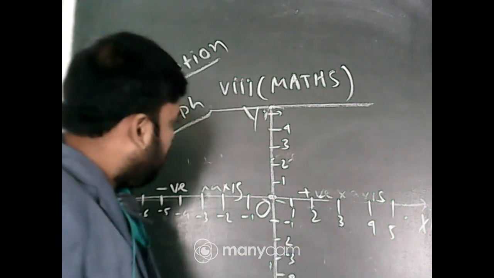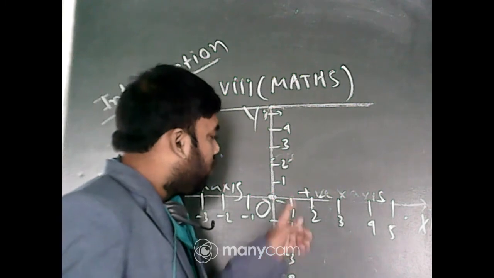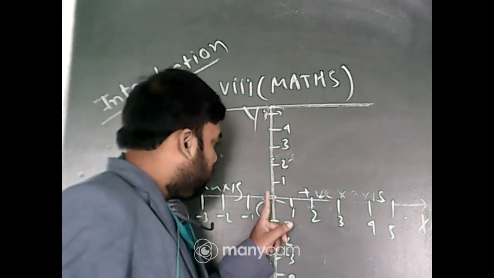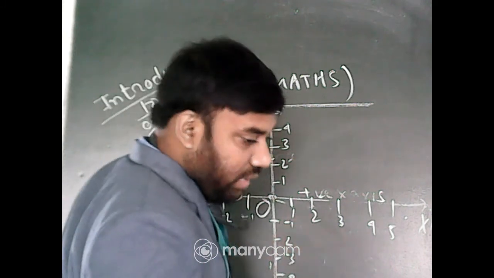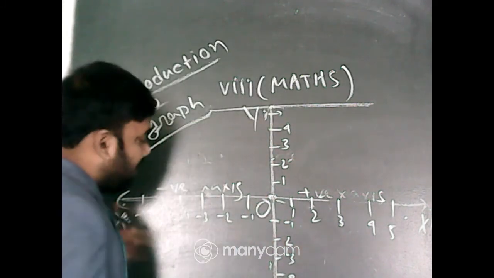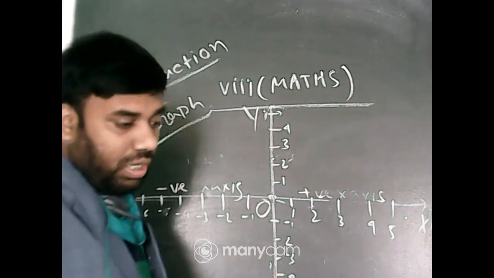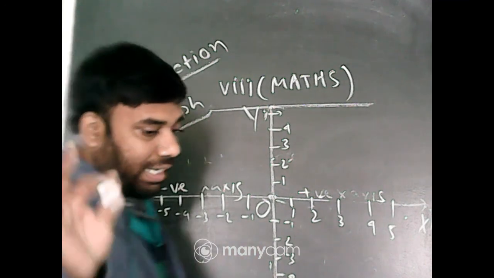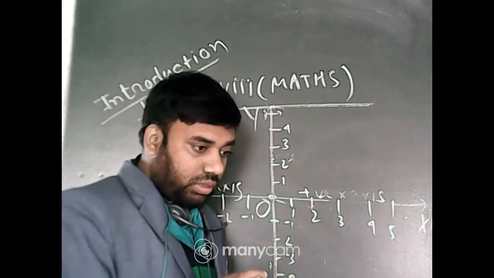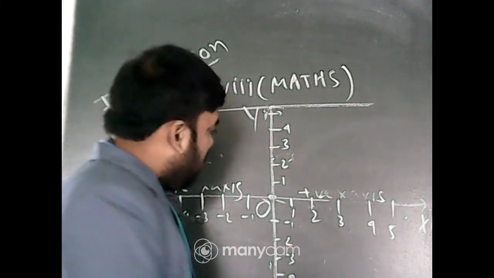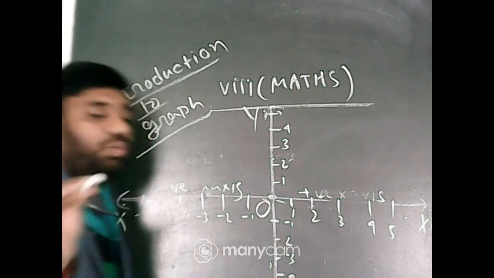Why is it positive? Because I have given 1, 2, 3, 4 from the 0 to the right hand side, that is the positive x-axis. This side is the negative x-axis. Positive y-axis, negative y-axis. Now, tell me in the chat box, I am just showing you the direction. You have to say whether it is the positive x-axis, negative x-axis, positive y-axis or negative y-axis.